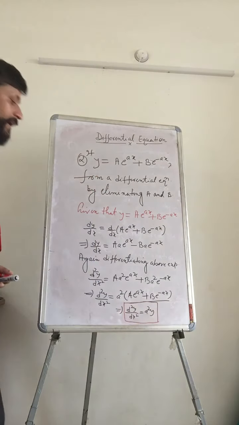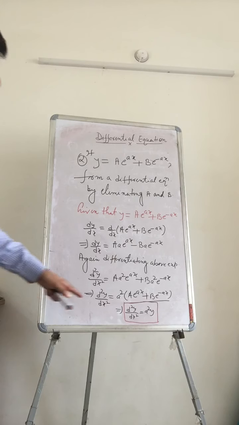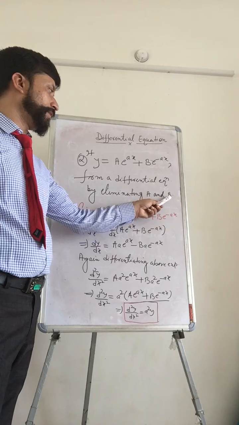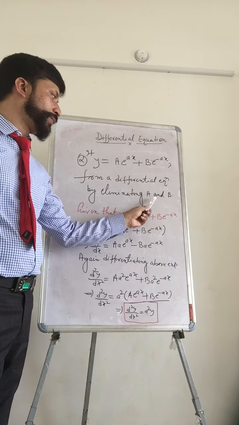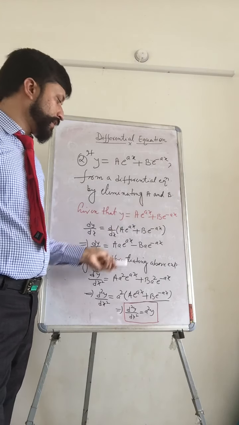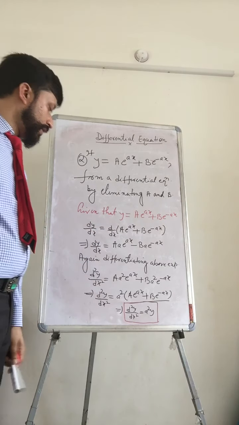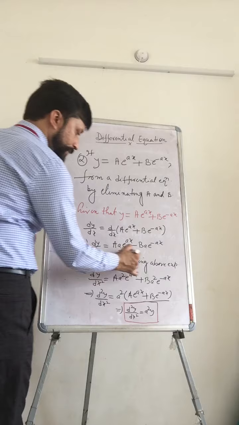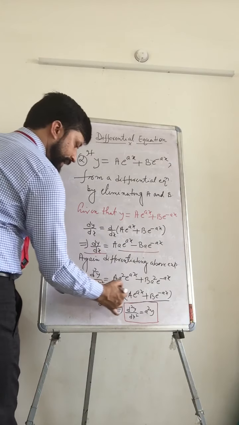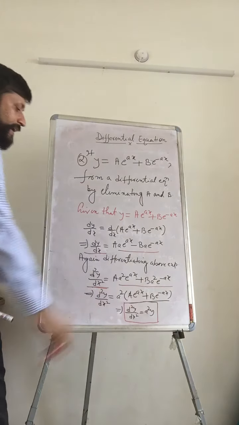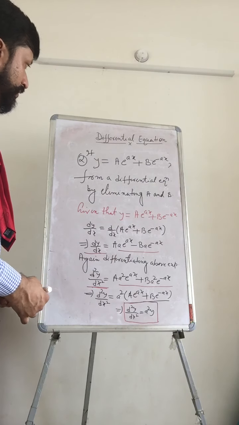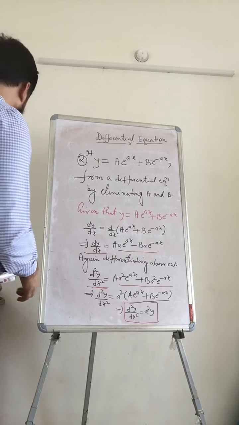Now see, no more capital A and capital B are there, and you were asked to form the differential equation by eliminating A and B. So here we are eliminating two arbitrary constants, so you have to find twice derivatives. First find the first order derivative, then find the second order derivative, and from there eliminate A and B. So in this way we form a differential equation. Let's do one more question.